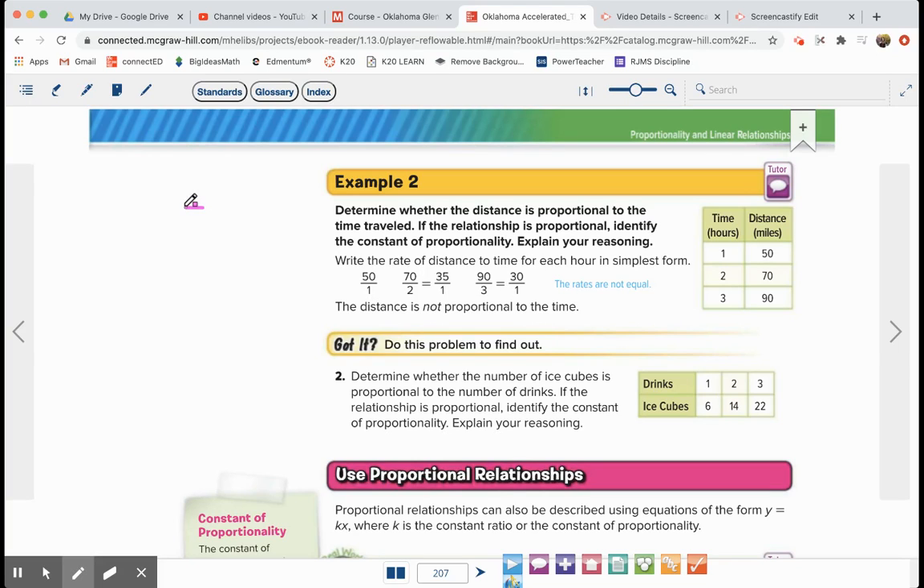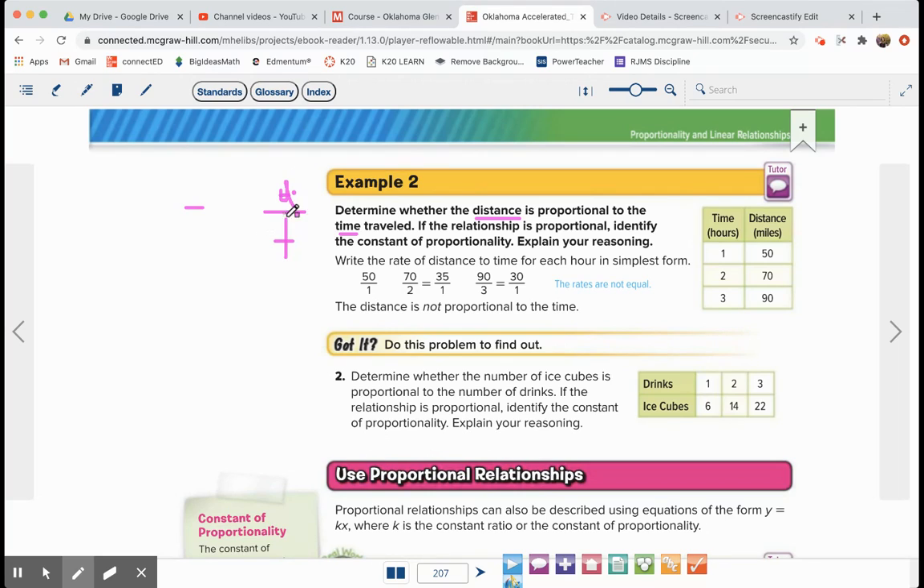Okay, let's look at example 2. So this next example, we're just doing more of the same type of problem. It says, determine whether the distance is proportional to the time traveled. So remember, they will always tell you how to set it up. Distance to time. So we will have distance, I'm just going to put D for distance, over time.